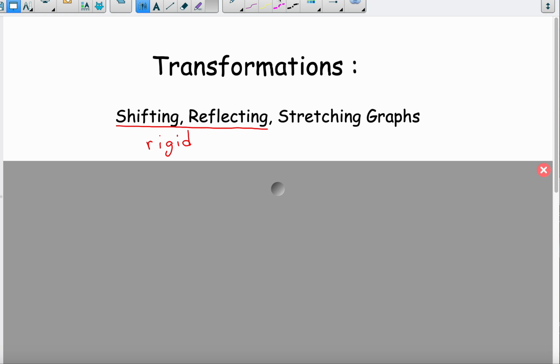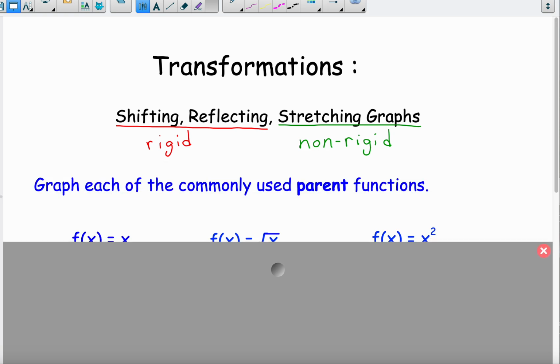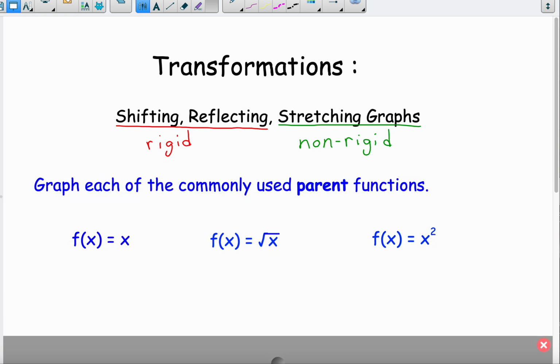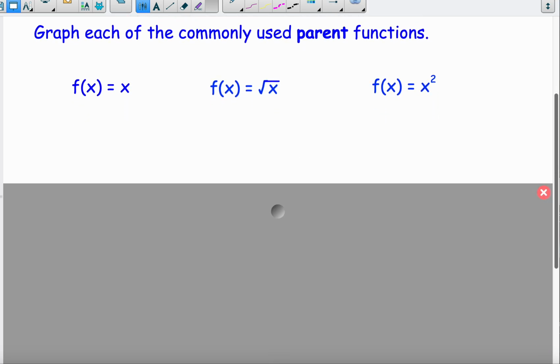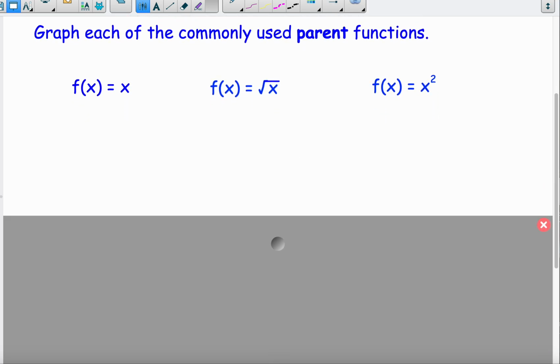On the other hand, the stretching transformations are referred to as non-rigid because the size and/or shape might change. Before we get into examples of those though, there are some common functions that you should be aware of and know what the graphs look like right away. And so these 6 parent functions show up a lot in our transformation examples.